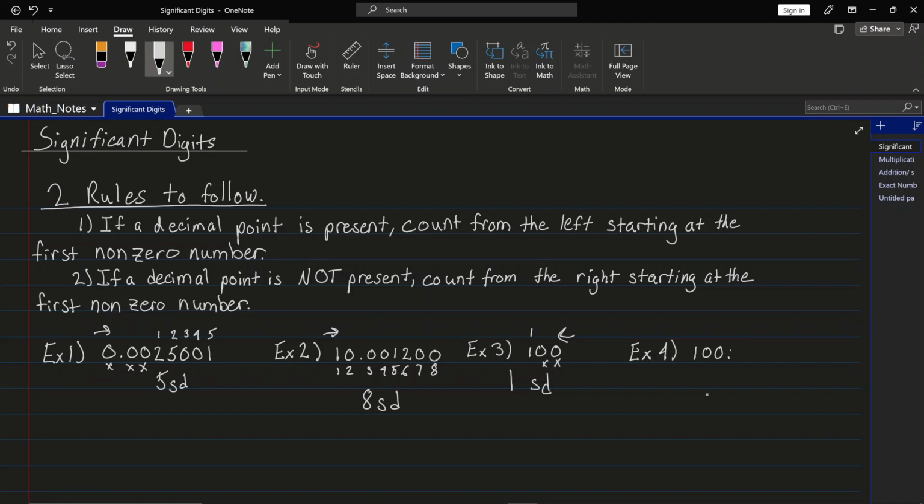Now let's look at the last number, which is a little bit interesting, because it's the same as number 3, but there's a decimal point present this time. That means I'll start from the left. This is a non-zero number, so it will be my first significant digit, and then I'll count all the way to the end again. So that has 3 significant digits. Math people like to think they're tricky by putting a decimal point in to see if you're really looking at the numbers. It can be kind of annoying because it's easy to miss.